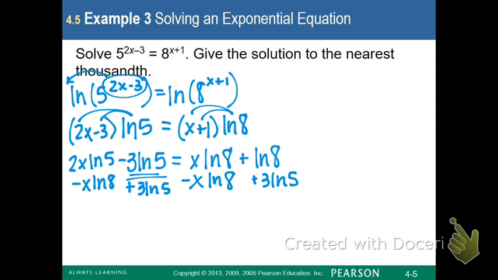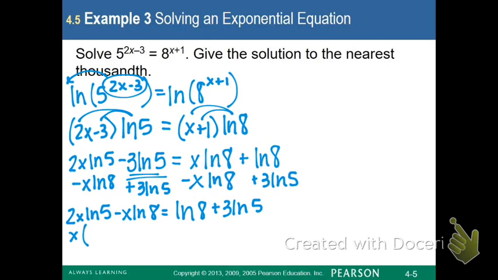So what I'm left with here, 2x natural log of 5 minus x natural log of 8 equals natural log of 8 plus 3 natural log of 5. Okay, now that I have an x on the same side here, I can take that out, use that as a GCF. So I'm going to move the x out in front, so then I'm left with just 2 natural log of 5 minus natural log of 8. This side doesn't change.